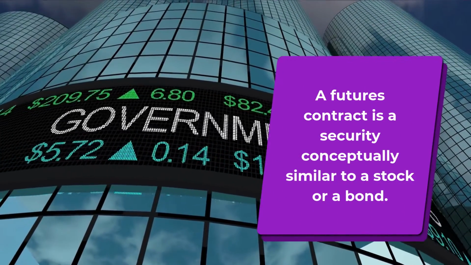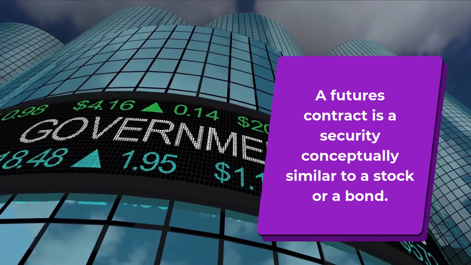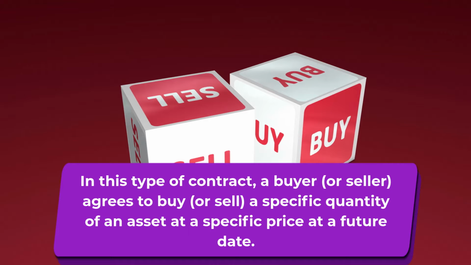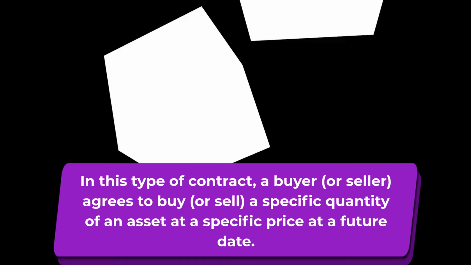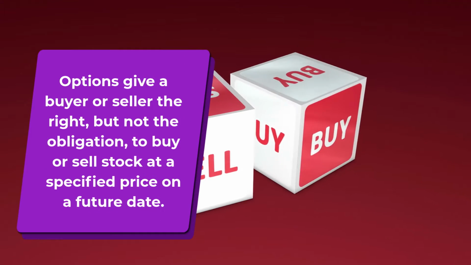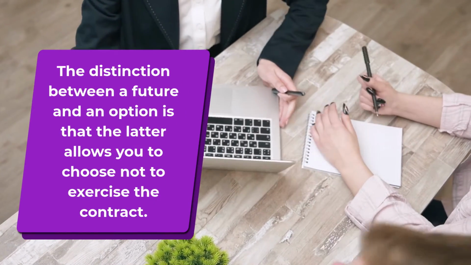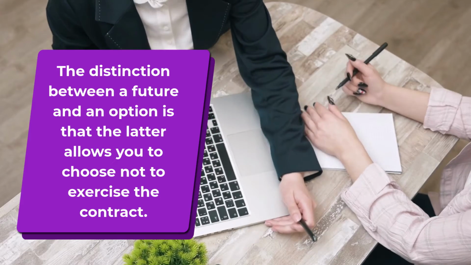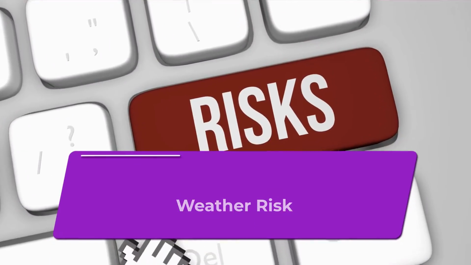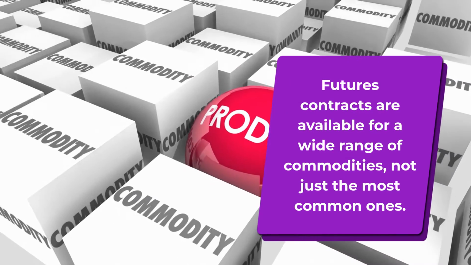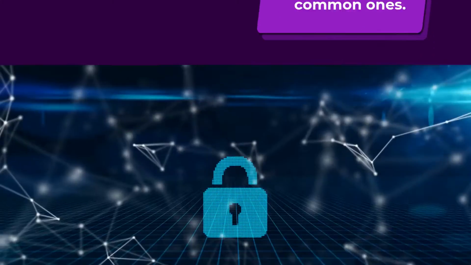A futures contract is a security conceptually similar to a stock or a bond. In this type of contract, a buyer, or seller, agrees to buy, or sell, a specific quantity of an asset at a specific price at a future date. Options give a buyer or seller the right, but not the obligation, to buy or sell stock at a specified price on a future date. The distinction between a future and an option is that the latter allows you to choose not to exercise the contract.